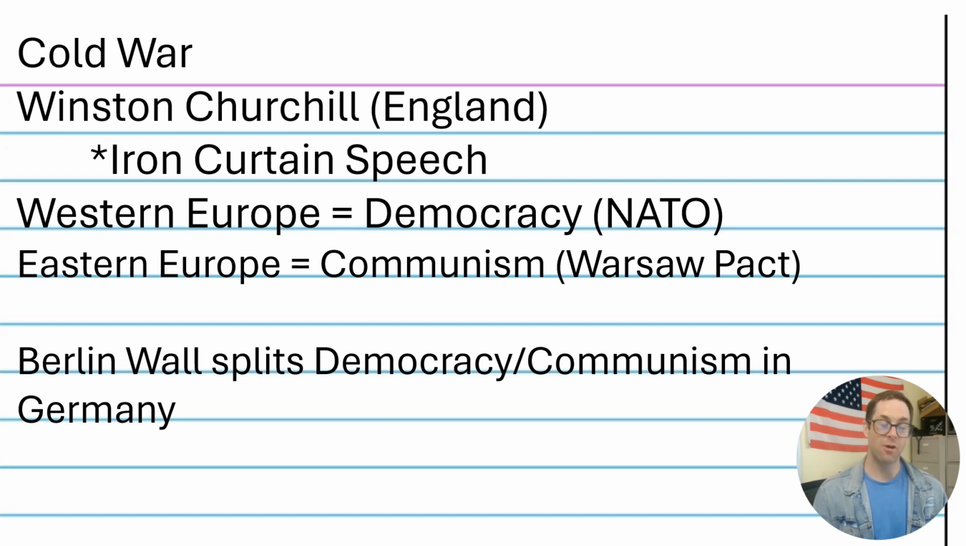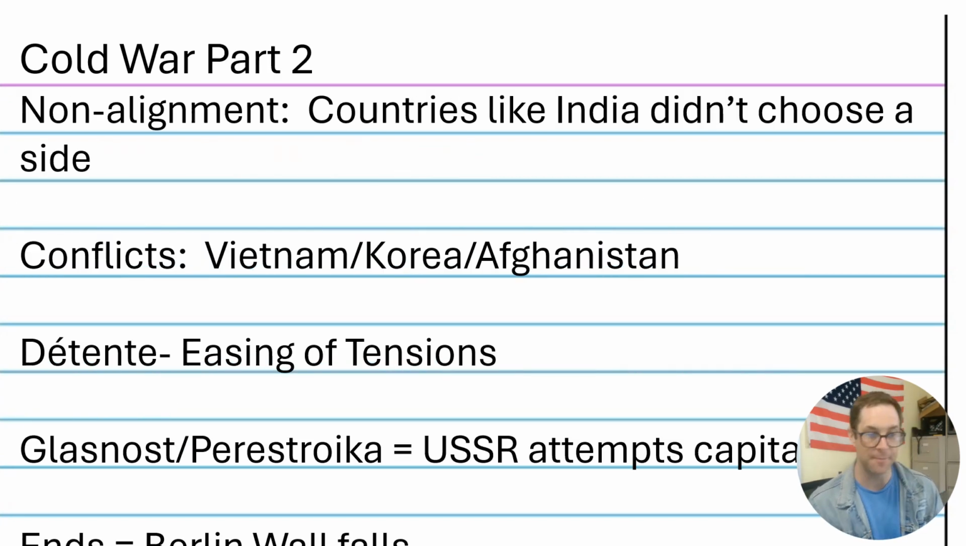First, the Cold War sort of begins right after World War II with Winston Churchill's Iron Curtain speech. It's meant to be a symbol for the Western capitalist world and the Eastern communist world. Western Europe will be democratic countries, and they have their own alliance group, the North Atlantic Treaty Organization, or NATO. Eastern Europe will be split into communist countries or Soviet blockades or satellite states, and they are in the Warsaw Pact. The Berlin Wall will split democratic and communist ideas in Germany in the city of Berlin.